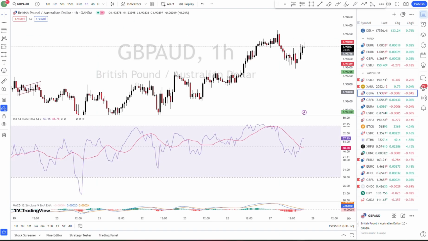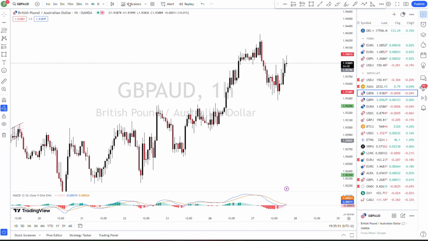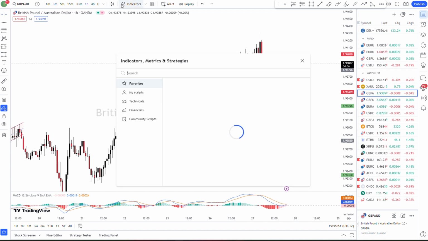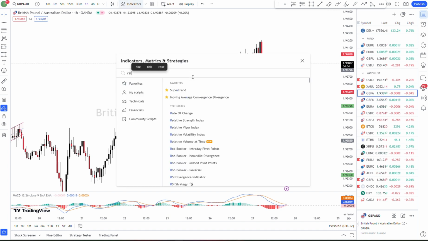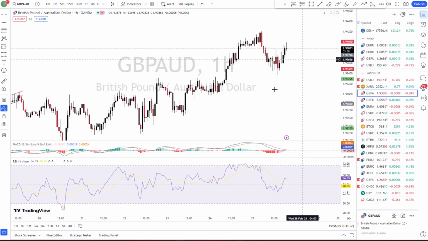So now let's move on to an example on pound Aussie 1 hour chart. Here we have a chart and here we have the RSI indicator. If you don't know how to add this, here's how. First, go to the indicator tab and type RSI, Relative Strength Index, the main one. Click on it, and here's your indicator.